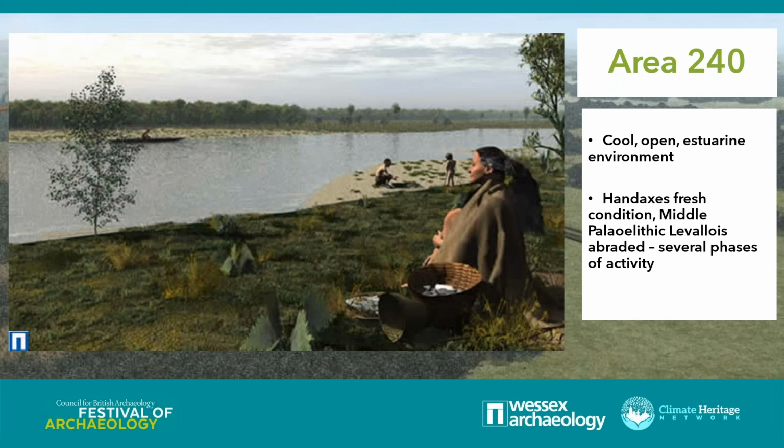In terms of the archaeology itself, there seem to be two sets of different assemblages, different collections of artifacts. There's a collection of hand axes, which are in very fresh condition, and a collection of Levallois flakes and cores, which are very diagnostic of the middle Paleolithic and slightly more abraded. What this seems to be showing is that you've got several phases of human activity in this offshore landscape. They're not just one-offs. It shows repeated activity in this landscape over a period of time.